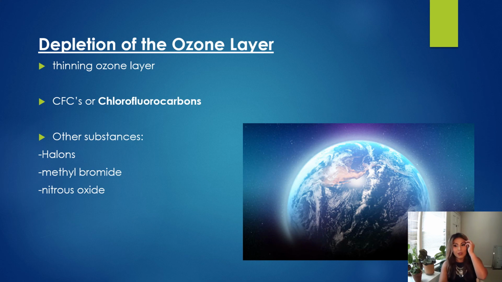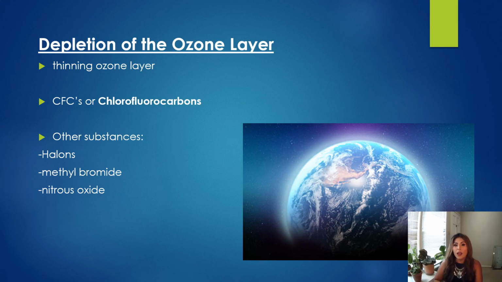Depletion of the ozone layer. Ozone layer, why is it important? Because it keeps us safe from that harmful UV radiation, right? So our ozone layer is thinning, but we have taken some steps in the right direction since the late 80s to protect our ozone layer.